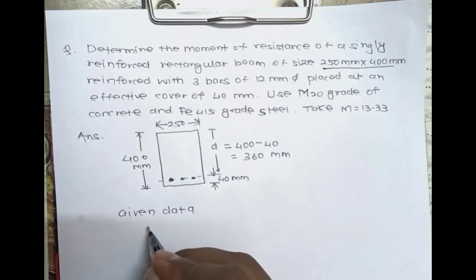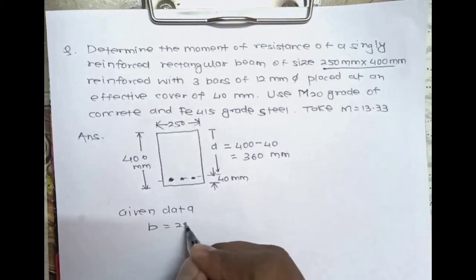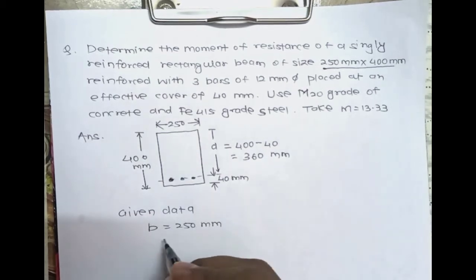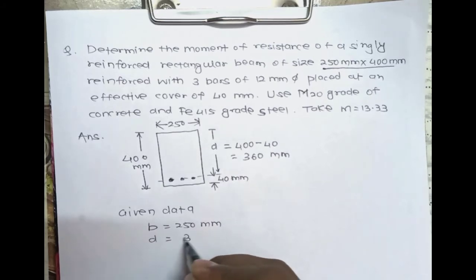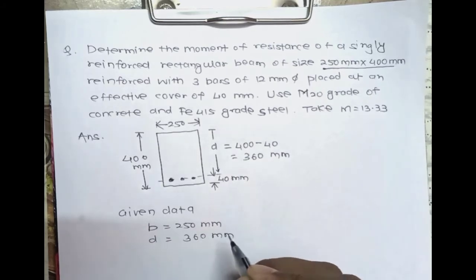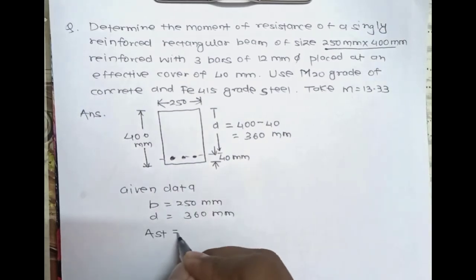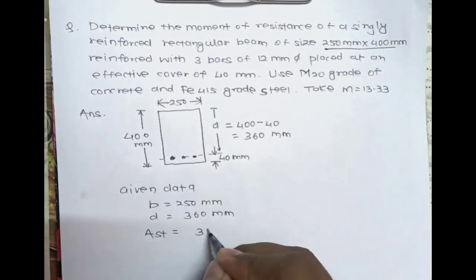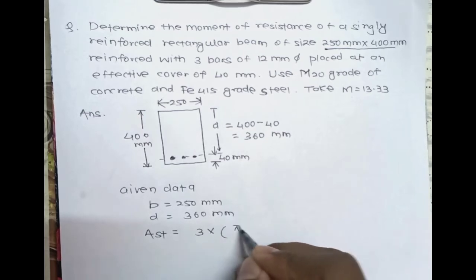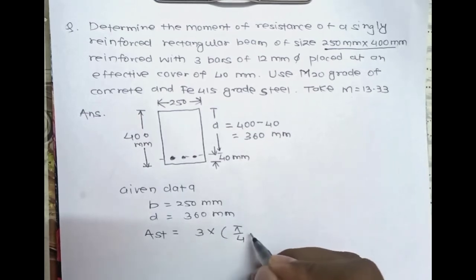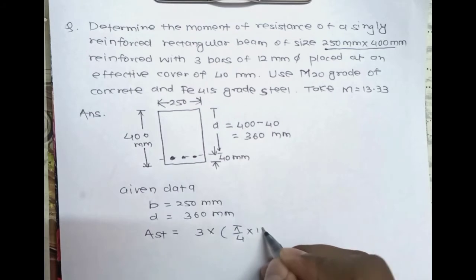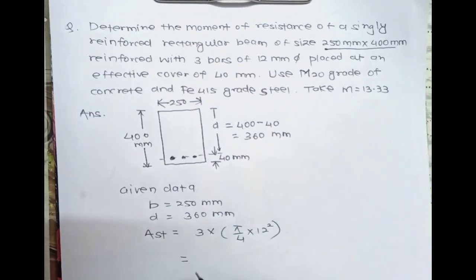Now write down the given data. We have b equals 250 mm, small d equals 360 mm. Now calculate the area of steel. We have 3 bars, so 3 into the area of each bar, that is pi by 4 into 12 squared. After calculating this, you will get 339.29 mm squared.